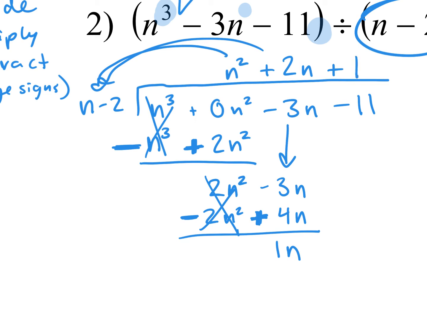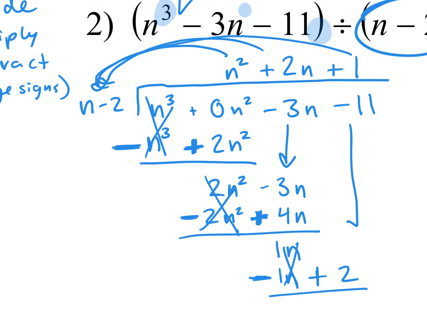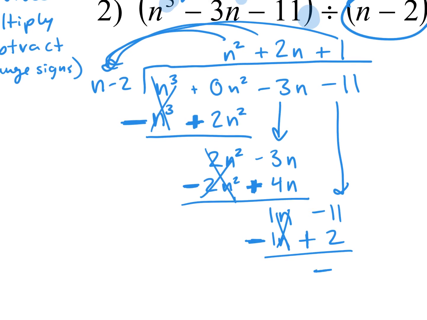So I take away the n. Remember, when you divide, all you do is take away an n. So I take away an n, I get 1, then I multiply. So 1 times n is 1n. 1 times negative 2 is negative 2. Then we change the signs. These cancel. Drop down the negative 11. And what's negative 11 plus 2? Negative 9. What do I do with the negative 9? That's our remainder. So our answer here is n squared plus 2n plus 1, remainder negative 9.